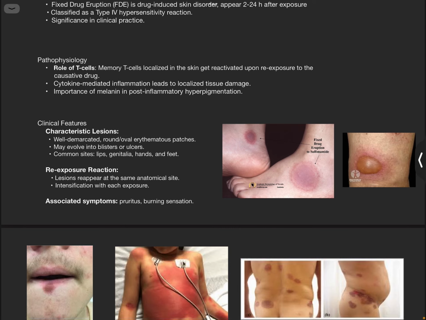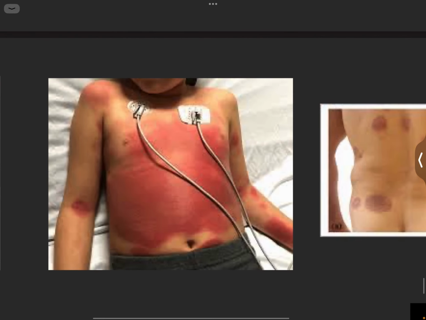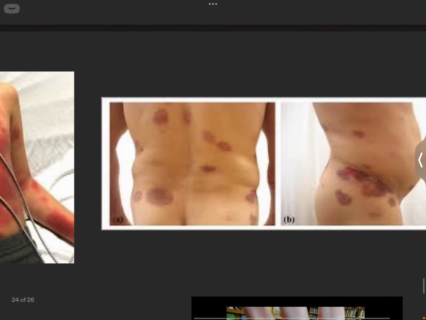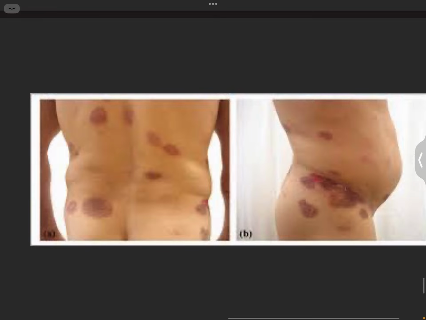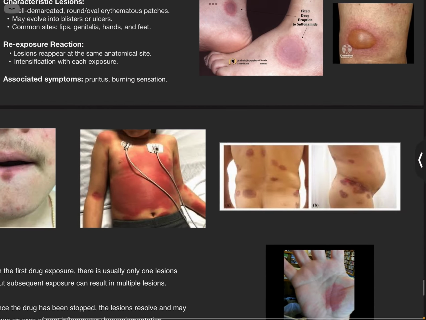Re-exposure reaction: after subsequent exposure to the causative drugs, the lesion reappears at the same anatomical site with intensification with each exposure. The associated symptoms are itching and burning sensation. We see here one of the complications of fixed drug eruption, generalized bullous fixed drug eruption, as the result of subsequent exposure to the causative drugs. And we see here multiple erythematous patches after subsequent exposure.